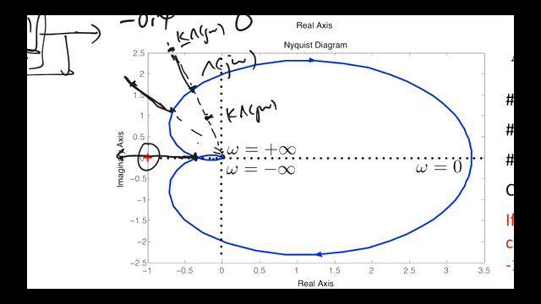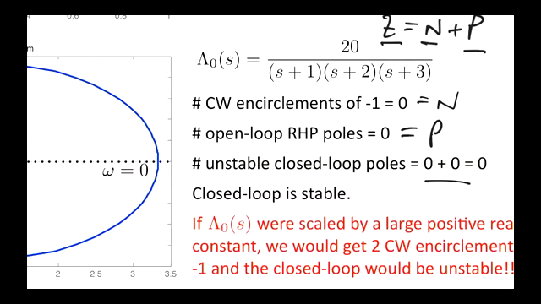And for that case, we would get 1, 2 clockwise encirclements of the critical point. So our n would become 2, and we would end up with 2 unstable closed-loop poles, in the case that we have this transfer function multiplied by a gain big enough to shift the critical point inside that little loop.